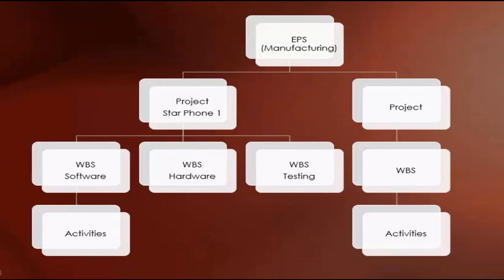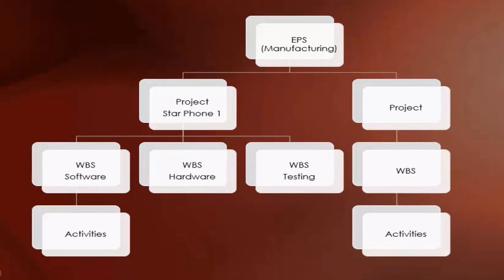As we can see in this EPS, manufacturing, project start phone 1, we want to manufacture our start phone. So the project is divided into WBS: software, hardware, testing of the start phone, and then there are more activities in the software, hardware and testing WBS. It was a short introduction.